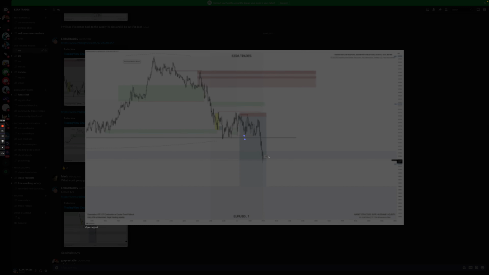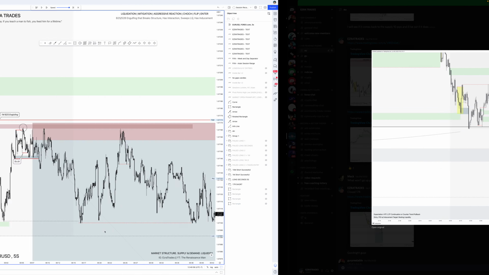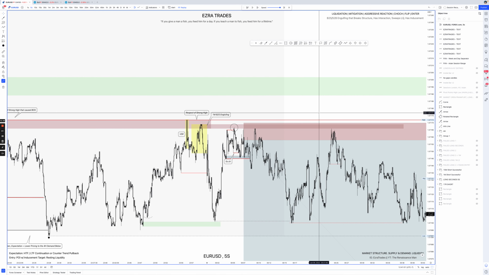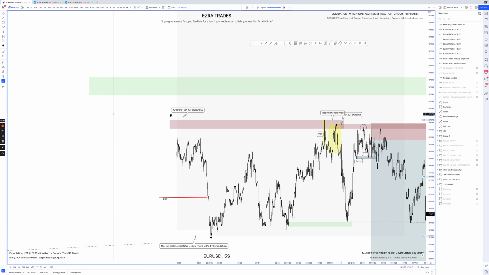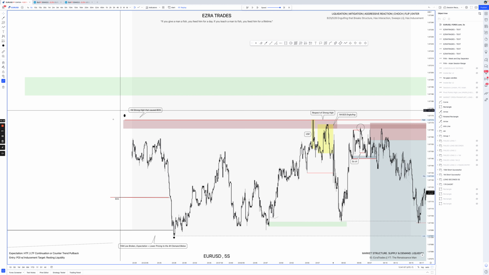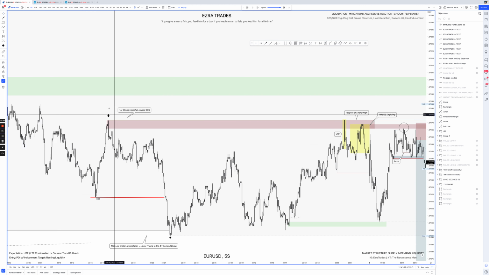I had an update here at the 10R mark, right? And then that's the 17R. So that shows you the trade that I took. Here's my thought process. What we have here, let's let this load a second. All right, there we go.